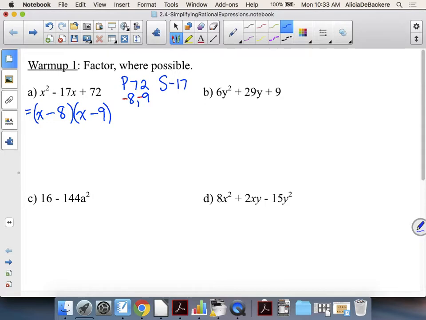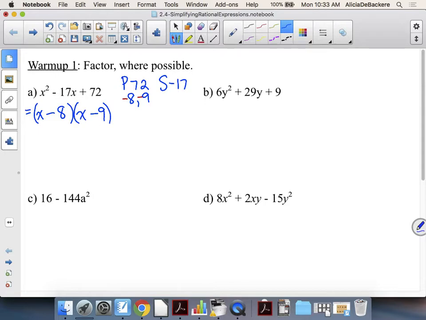Next, I move on to the second question, part B here, and I notice it's not a simple trinomial. There's a coefficient in front of the y squared. So I check for a couple things before I get started. The first thing I check for is, is there a common factor that I can divide out of everything? And there's not. The second thing I check for is the first term and the last term, are they both perfect squares? The last term is a perfect square, but the first term has a coefficient 6, not a perfect square, so I can't use my perfect square trinomial trick.